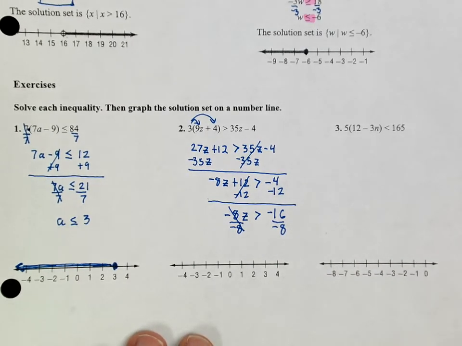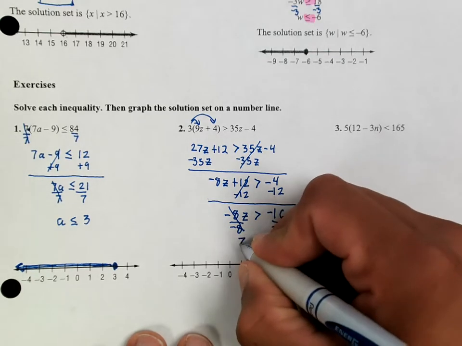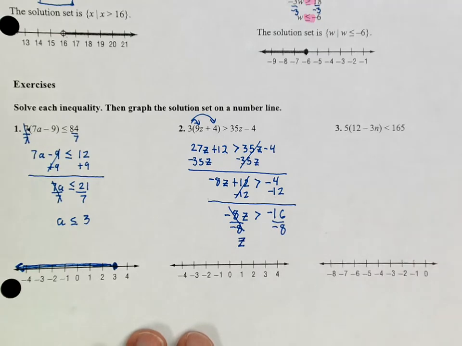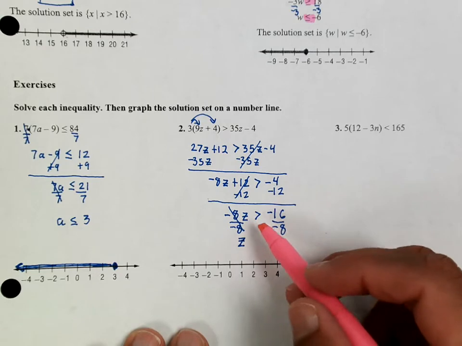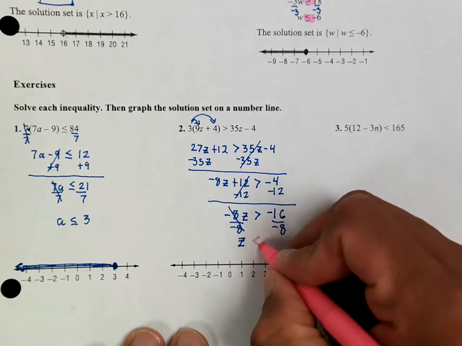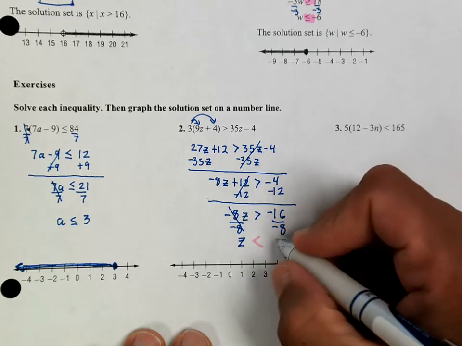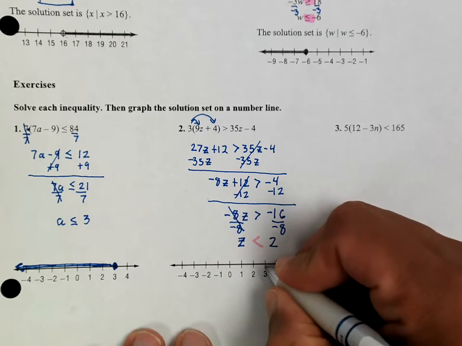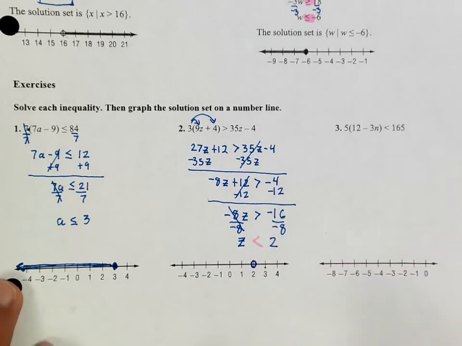So this one is going to be slightly different because when you divide or multiply by a negative, that actually switches the inequality. Alright, so in this case, since this is greater than, that will switch the inequality to less than. So this is going to be z is less than 2. On this one, notice that because 2 is not included, I'm going to have an open dot right there because 2 is not part of the solution set.